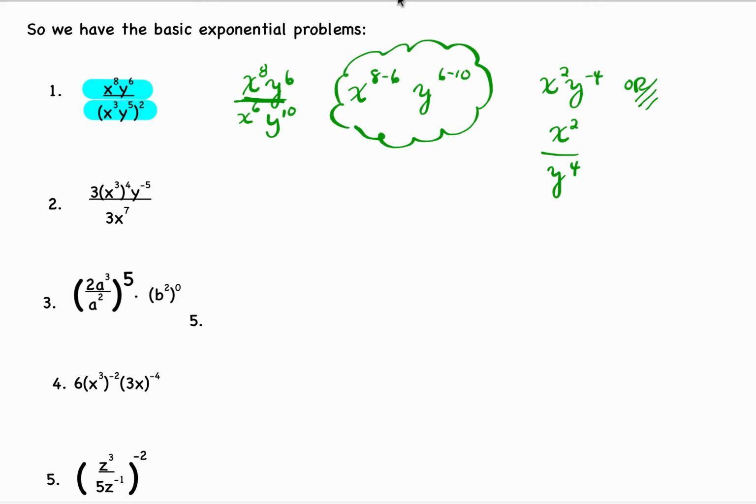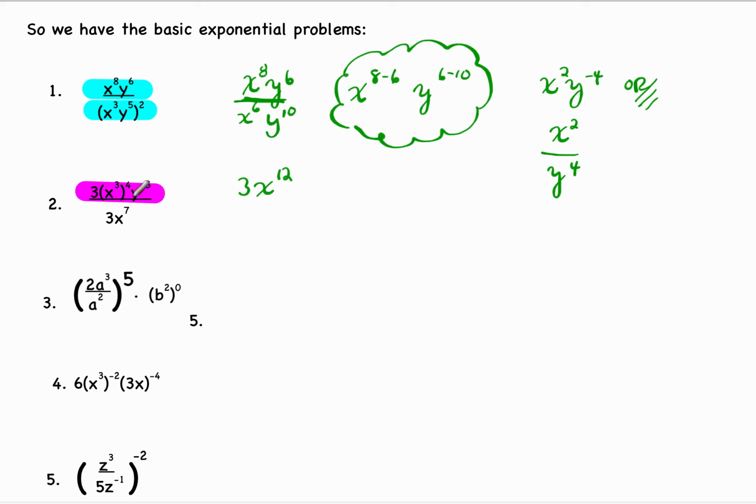All right, number 2. If I look at this, first thing I see, all right, so I'm going to do the same thing. I'm going to look at the numerator first, and there is a lot going on in that numerator that I have to do. The first thing I have to do, nothing's happening with the 3, so that's coming over here. The x cubed is getting raised to the 4th power. Oh, power to a power means I multiply.